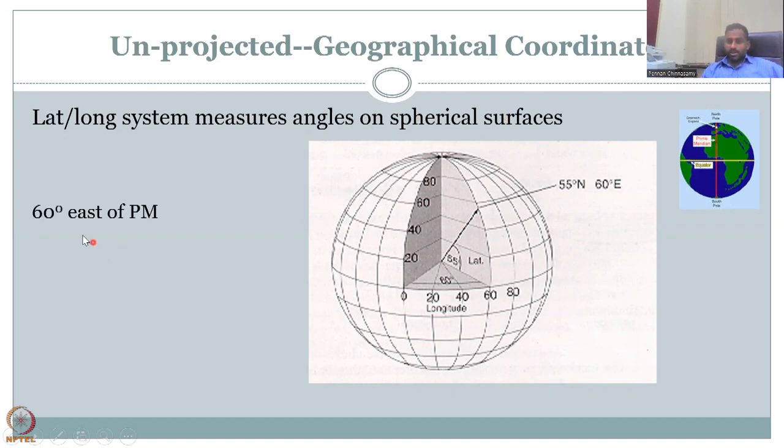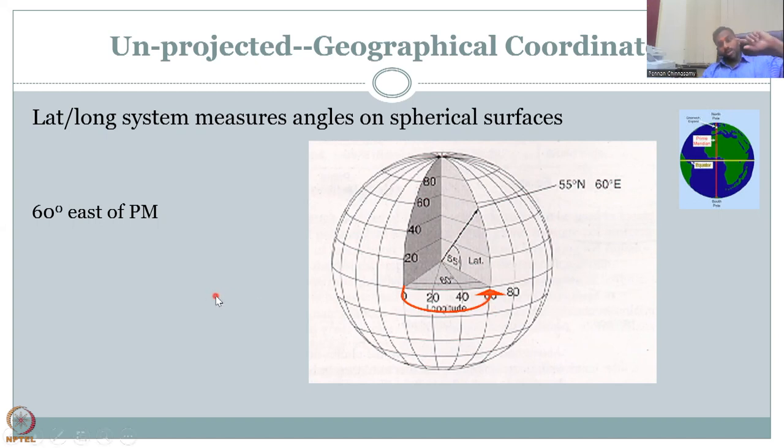Let's take an example: 60 degrees east of the prime meridian. The prime meridian is the zero line, right? So from here you go 60 degrees. I'm going to describe a location. The location is from the prime meridian, which is the zero point. From the zero point, it is 60 degrees east. So you move 60 degrees east, and you've moved to this point.